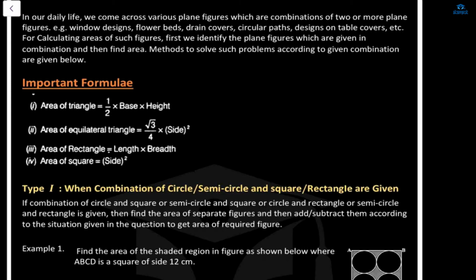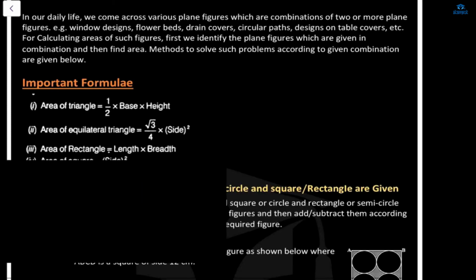Now some of the figures that you'll see in the combination of figures here. So area of the triangle: we already know the area of the triangle that we have covered in the triangle chapter, that is half base into height. And then area of an equilateral triangle. Generally you'll have the area of the equilateral triangle, which is √3 upon 4 into side square. Now area of the rectangle is length into breadth, area of the square is side square.